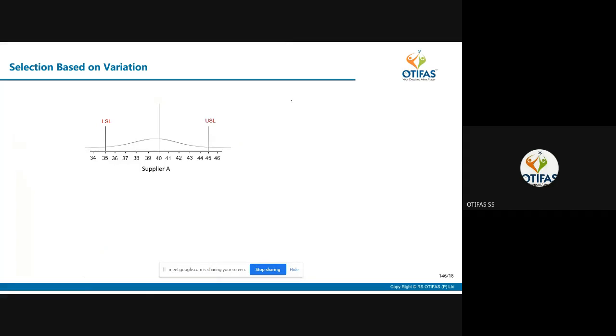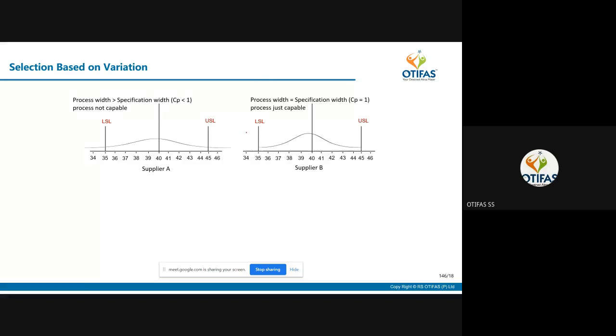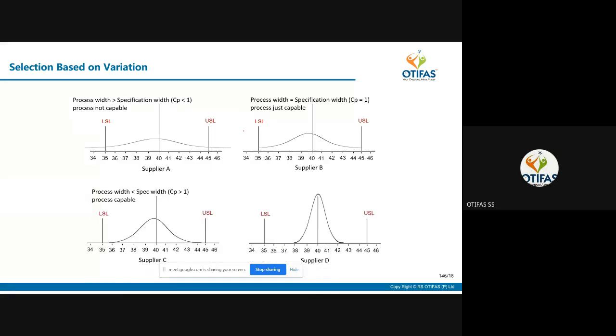Now you remember this, we have shown you in the shooters example, four different shooters, and who is the best shooter? Similarly, if here CP is less than one, the process is not capable. Nowadays, even this is not the best process capability. It is said that CP should be 1.33. Even CPK should be more than 1.33. We'll see what CPK is also. So this is process not capable, and here it says process just capable.